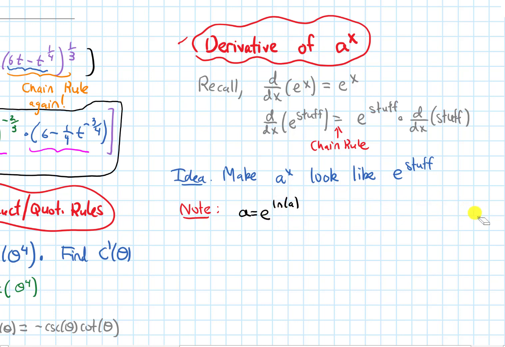All right, so now I want to get a to the x. So let's raise both sides to the x power. So we'll do a to the x. And let's also do this side to the x power, this whole thing to the x power. And power to a power means you multiply the powers. So you get e to the ln of a times x. Now let's take the derivative.